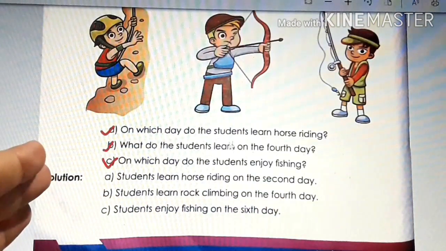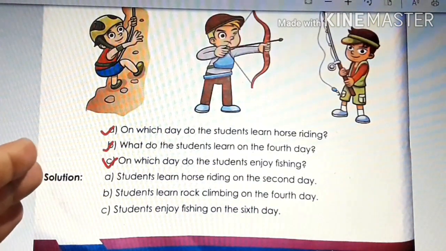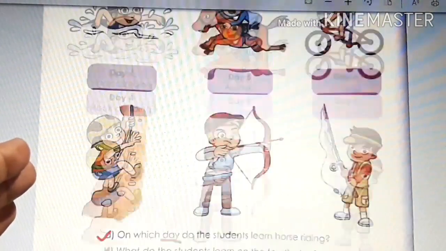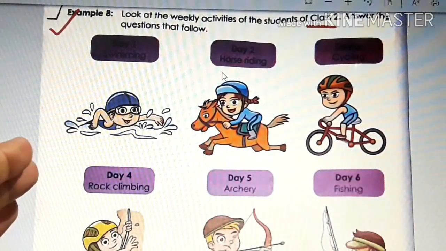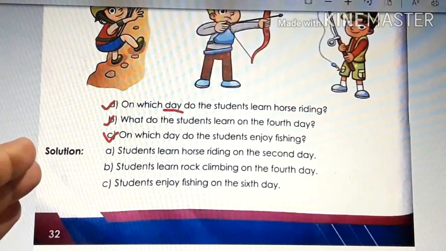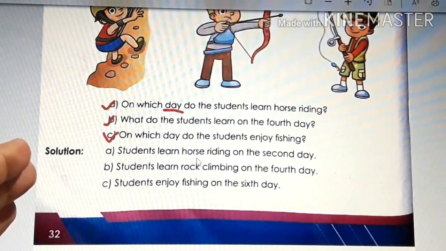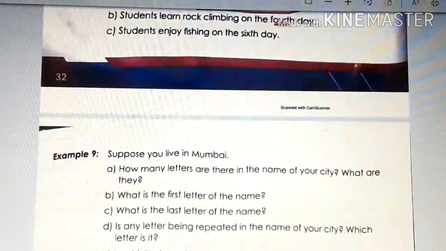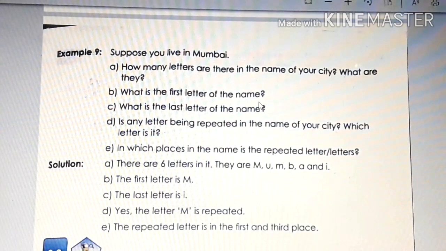On which day do the students learn horse riding? On which day is asked, children? Day. So you have to mention the day. Students horse riding. This is day 2. Day 2 they did horse riding. So the answer is students learn horse riding on second day. Clear? You have to write the answer in ordinal numbers. Clear? So next, example 9.